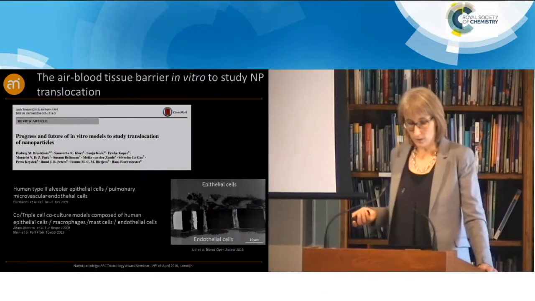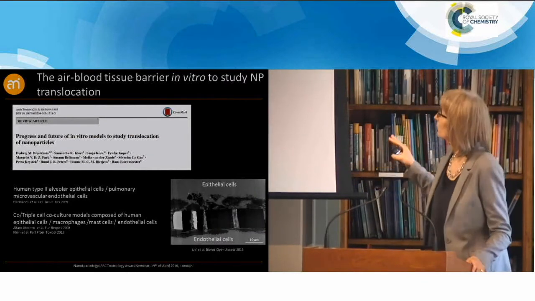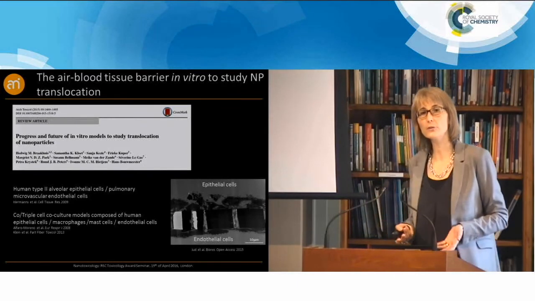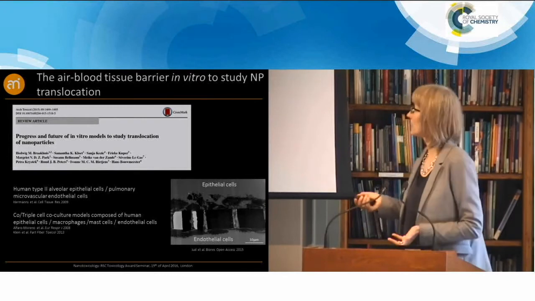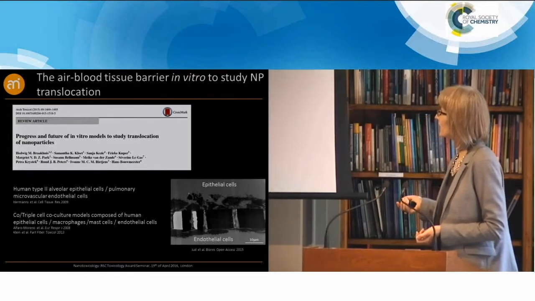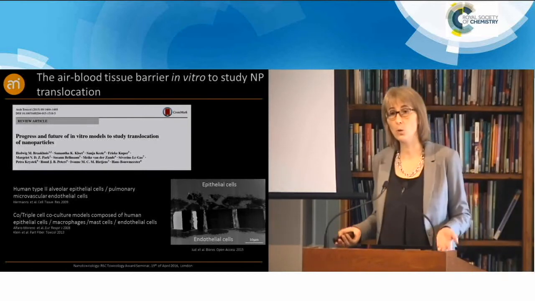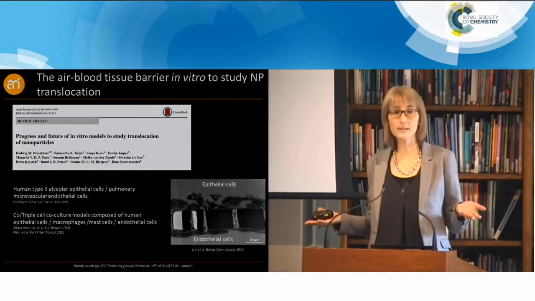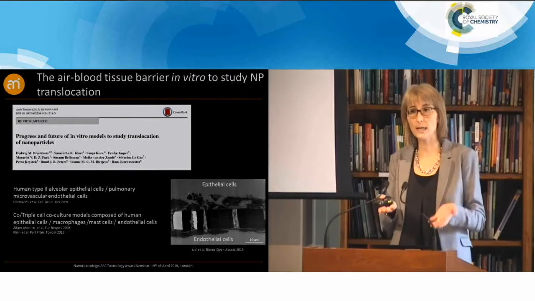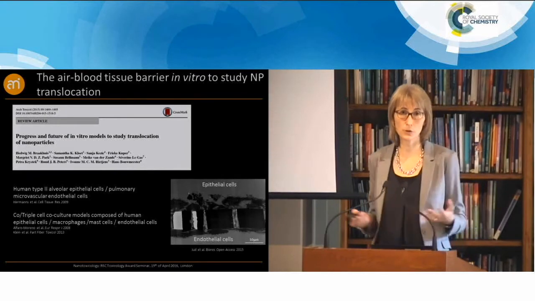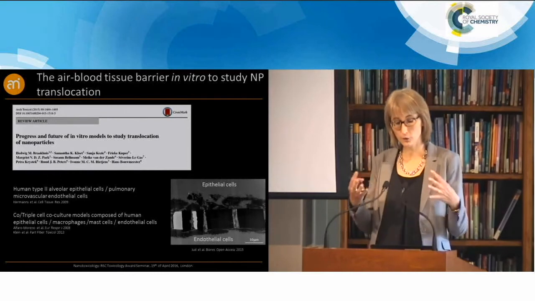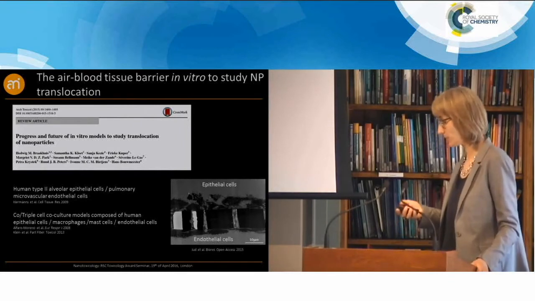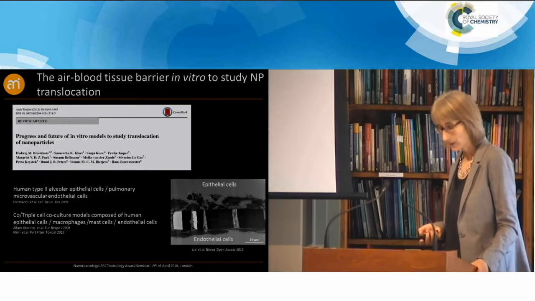Just briefly, I would like to show you this slide, because we can not only assess acute inflammation or immune reaction, but we also can assess the translocation. We have heard the translocation across the air-blood tissue barrier is very low, 1%, but we can use this co-culture cell system to assess a variety of different nanoparticles just to assess the possible biodistribution then afterwards into secondary organs, just to give you also an impression about other research topics which are done with cell culture models.